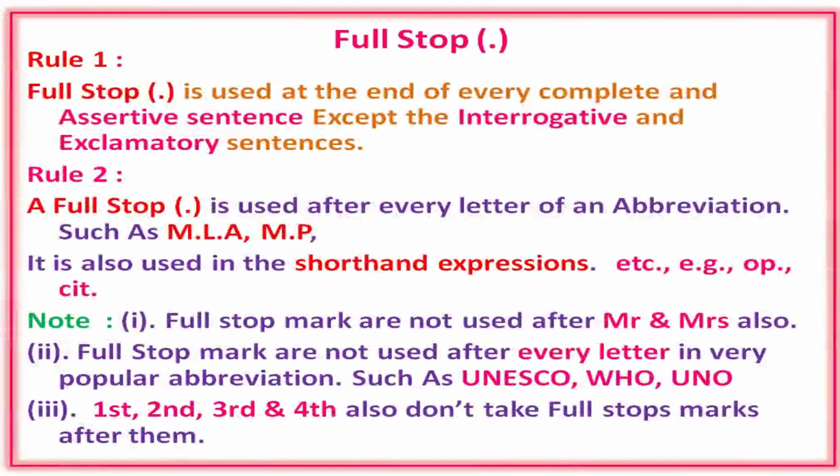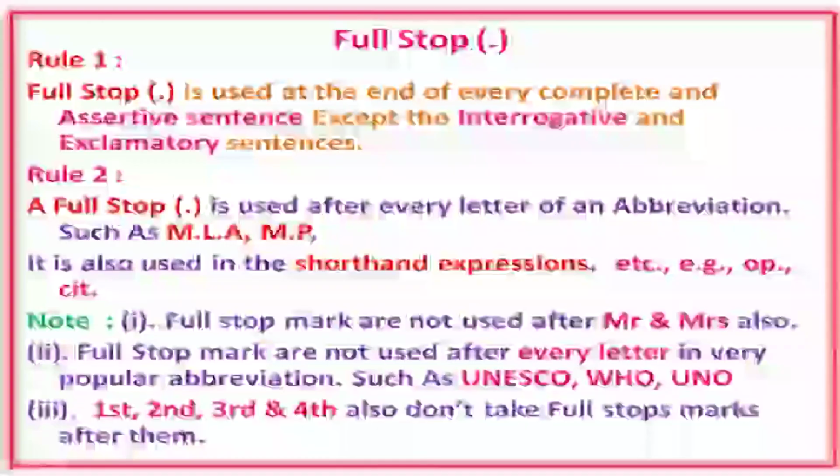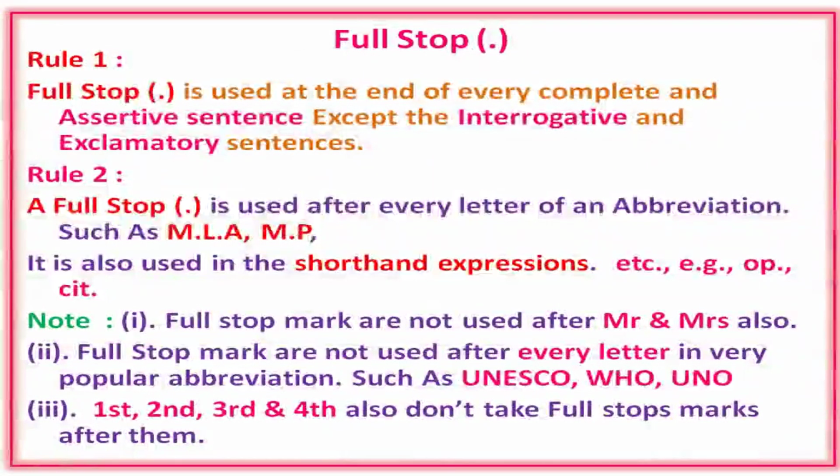First one, full stop or period. Rule 1: A full stop is used at the end of every complete and assertive sentence, except the interrogative and exclamatory sentences. Rule number 2: A full stop is used after every letter of an abbreviation such as M.L.A. and M.P. It is also used in shorthand expressions, etc., for example, op. and cit.